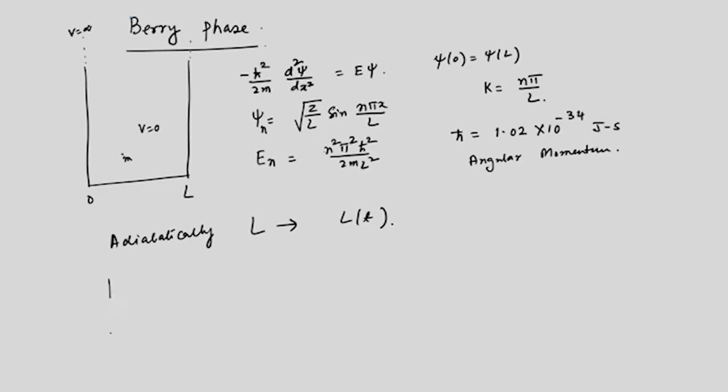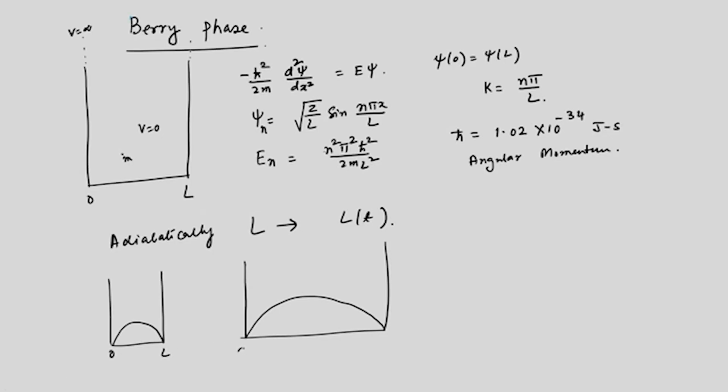Okay. So what I mean to say is that for this box, the ground state wave function has nodes at both the ends, like this. In this box also you'll have a wave function which will have nodes. So this is 0 to L at time t, and this is L at 0. Okay. So it is expected that this is what will happen.